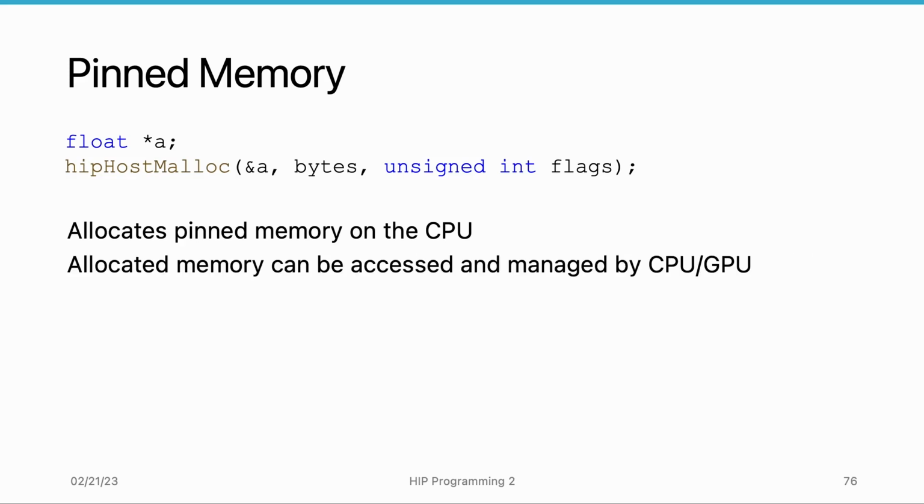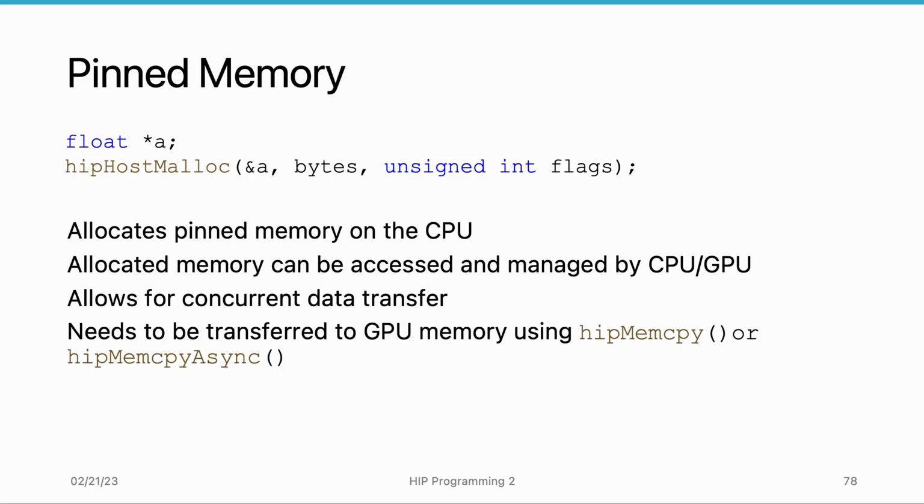Pinned memory is a type of memory that is locked in physical memory and doesn't need to be moved around. The allocated memory can be accessed by both the host and the device. This type of memory is useful when you need to transfer data frequently between the host and the device because it can improve data transfer performance. This allows for faster memory transfer and can improve the overall performance of the program. This function allows the data transfer using heap memcopy and heap memcopy async function.